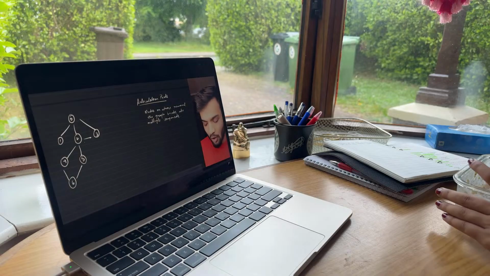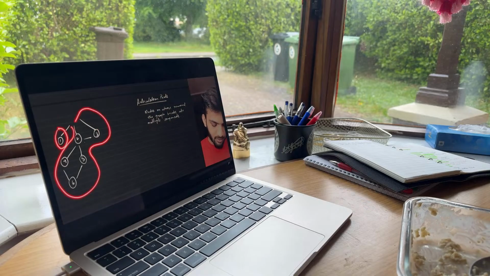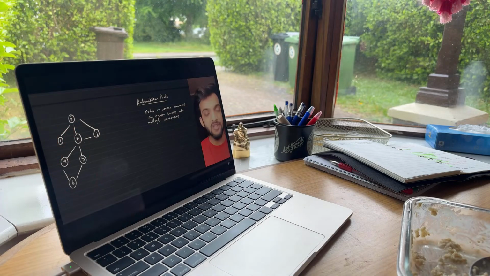Any node on this graph, on whose removal the graph breaks into multiple components, is what you call an articulation point. Like if you see this graph, for example, imagine I remove 0. Do you see the graph being broken into 2 components? You see that, right? The graph got broken into 2 components on the removal of 0.